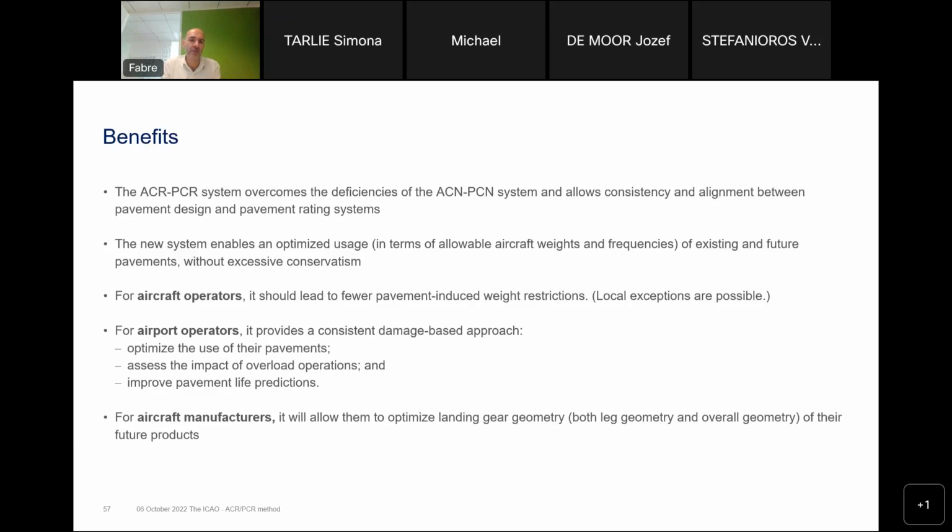For aircraft operators, it should lead to fewer pavement-induced weight restrictions, but a local exception may still be possible, obviously. And for airport operators, it will provide a consistent damage-based approach with an optimized use of their pavements, and the possibility to assess and quantify the impact of overload operations.